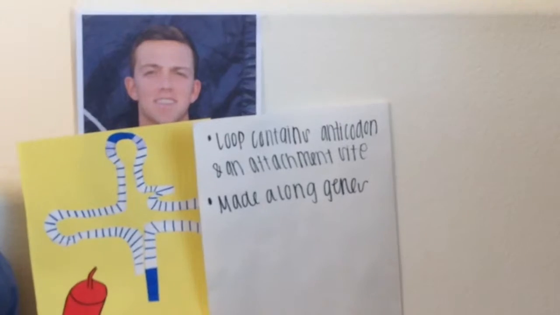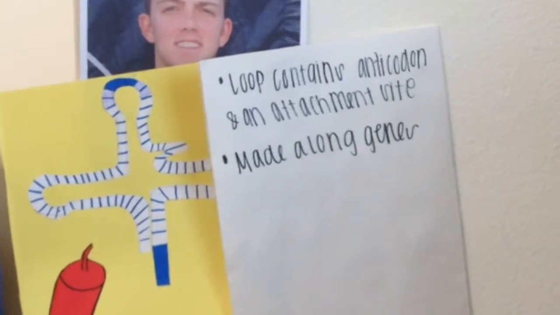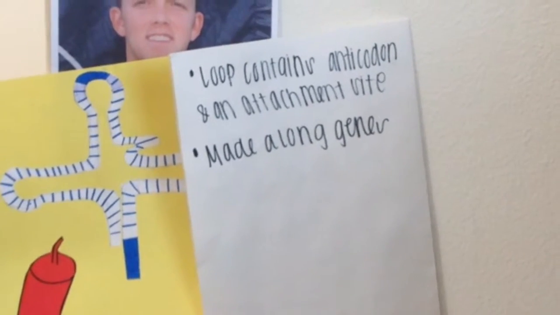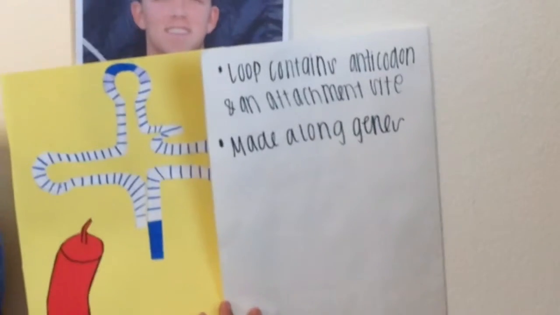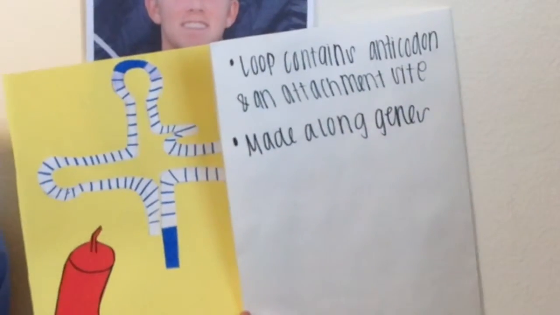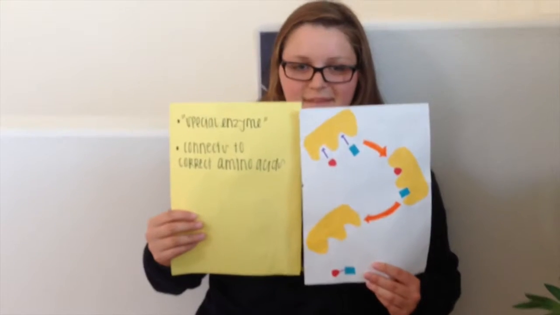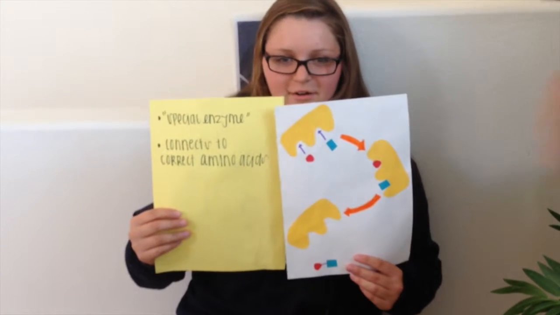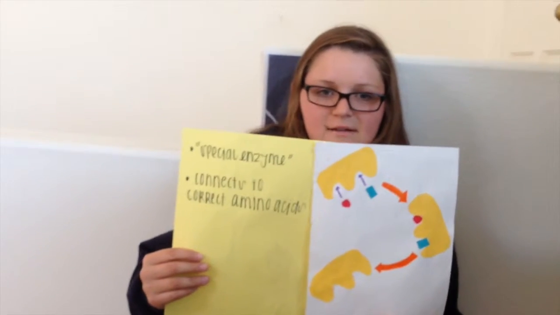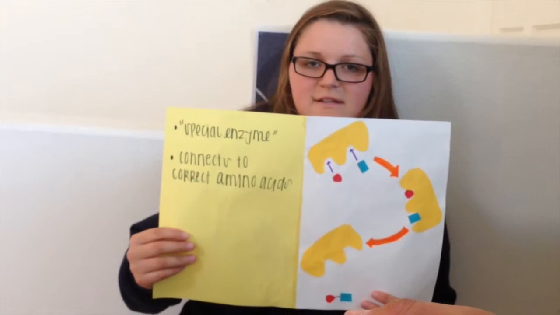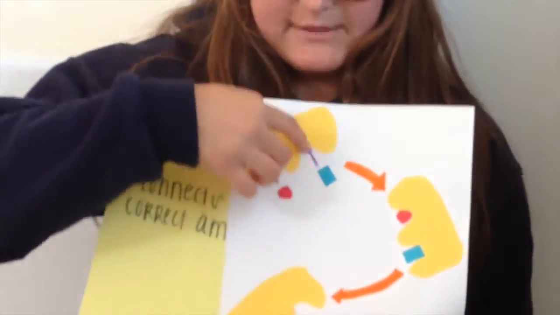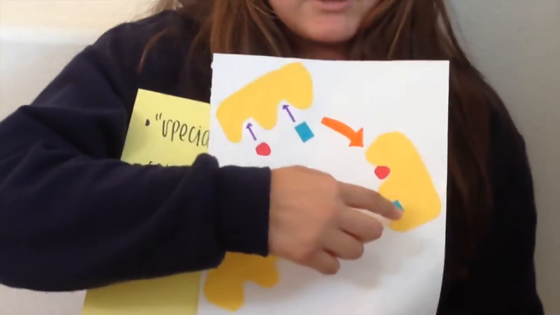A tRNA molecule forms a 3-dimensional structure. tRNA molecules are made along genes in the nucleus by RNA polymerase. It includes a loop containing the anticodon and an attachment site at the 3' end for an amino acid. The aminoacyl tRNA synthetase is a special enzyme in the cytosol that connects the proper tRNA to the correct amino acid. So these two have to connect back into here. So that's what this one shows.